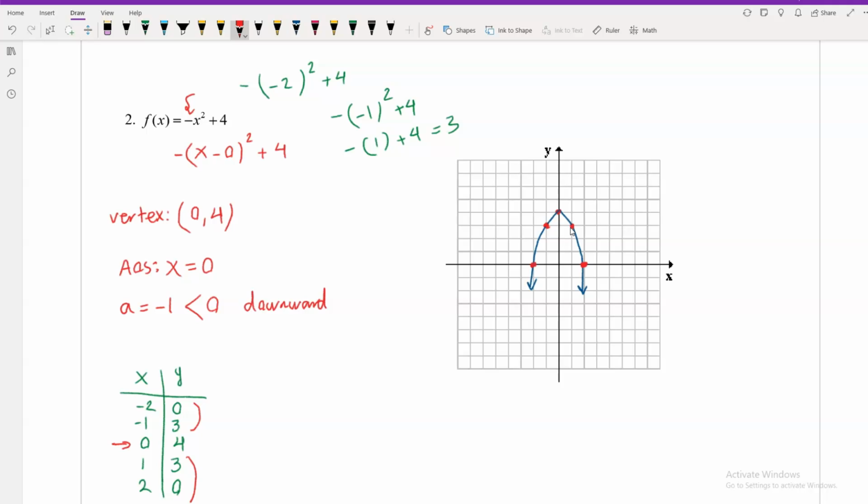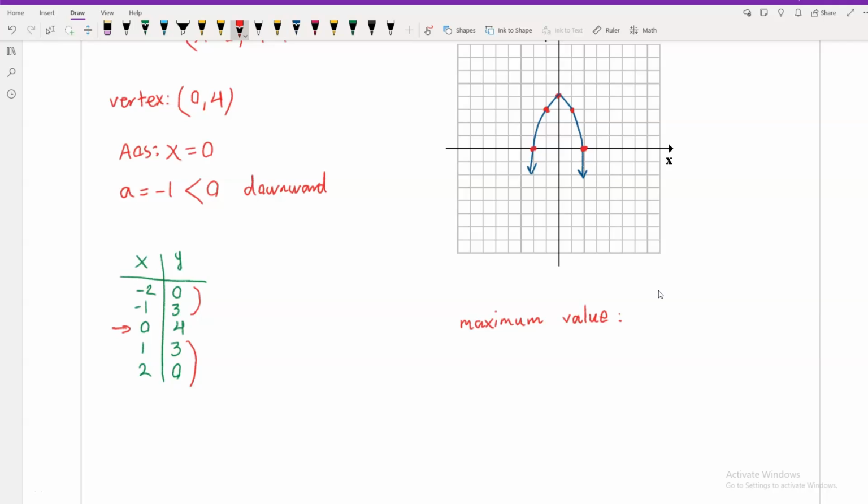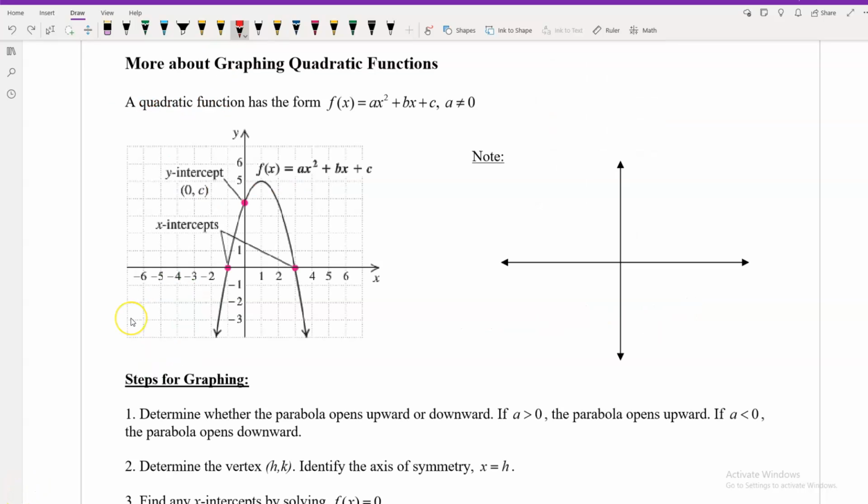Okay, so finding all these 5 points, connect them to graph. And here this graph is downward, so we have a maximum, and the maximum is what we have here for y using the vertex. So y is equal to positive 4. And this is what we have here on this part. So that point is 0, 4, y is 4. Now here we have a quadratic function, f of x equal to ax squared plus bx plus c. A is not 0.